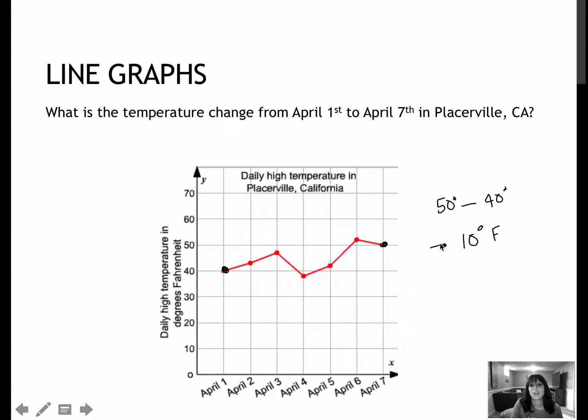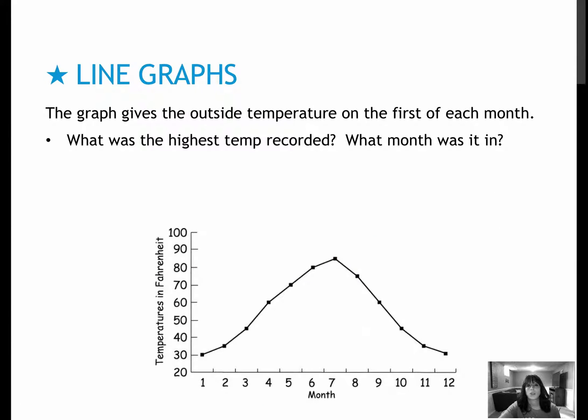And it was an increase of 10 degrees Fahrenheit. So it wasn't a decrease. The temperature actually went up for the daily high temperature. Here's a line graph question for you to try. So answer the question asked and then press play to see how you did.